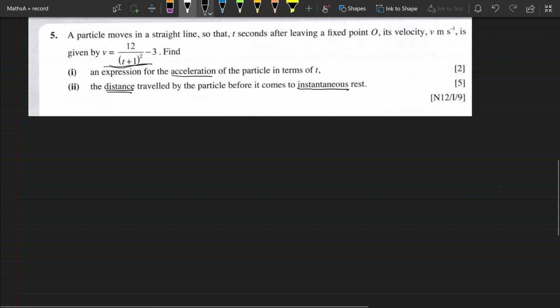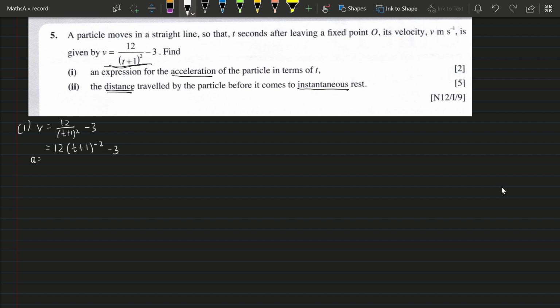The velocity equation, part 1, we're given the velocity as this. The easier way to think about this is to so-called linearize it, not really an accurate term, but just writing it in the power -2 form like this instead of seeing it as a fraction. Then it should be easier to think about. Now we just need the expression for acceleration. So a would just be equal to the derivative of velocity with respect to time.